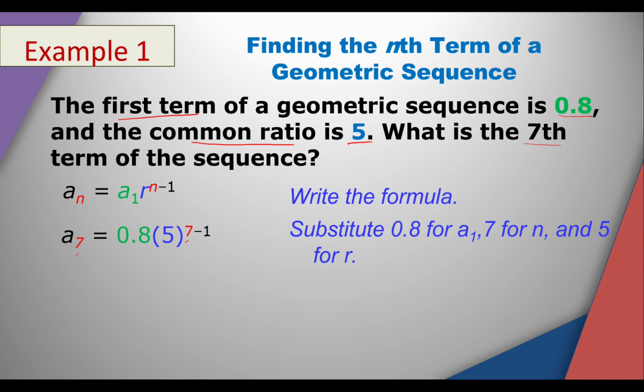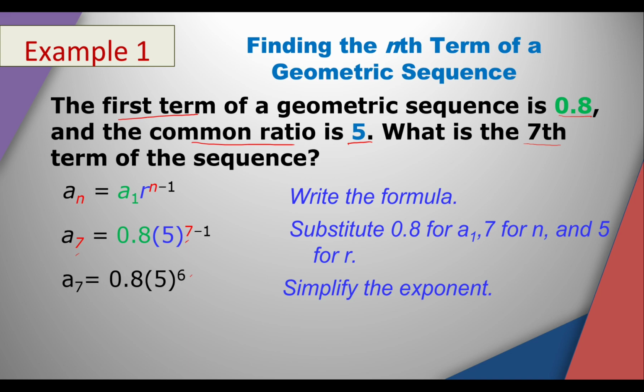What will be the very first operation that you are going to do? That would be simplifying the exponent because that is a group. We have a sub 7 is equal to 8 tenths multiplied by 5, which is the common ratio. Then you have your 7 minus 1 is 6. We have simplified the exponent.